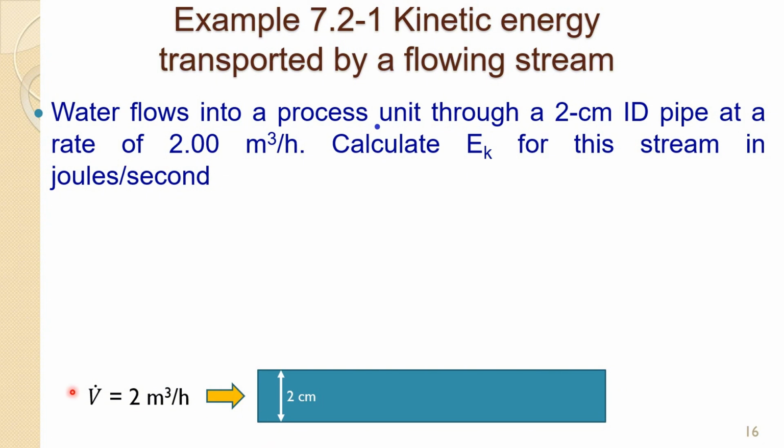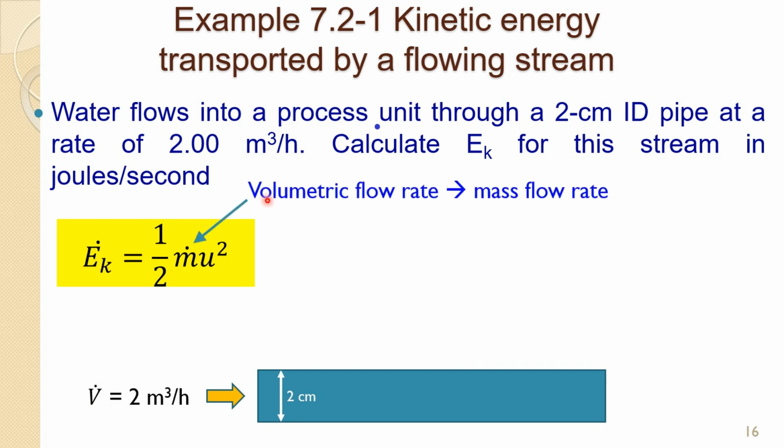So this is a volumetric flow rate, V dot equal to 2 cubic meters per hour, right? And we know the kinetic energy rate is this, and we know this is the equation. So how do you transfer volumetric flow rate to mass flow rate? Density, the conversion factor, right? So if you know the density, you know this. So volumetric flow rate changes to mass flow rate through density.